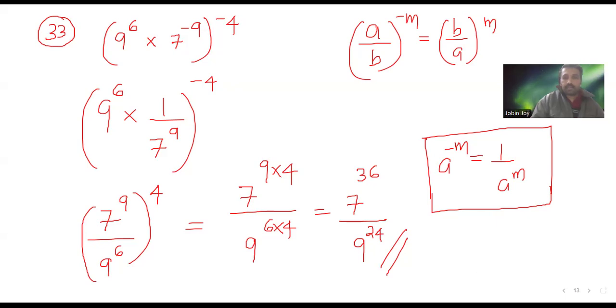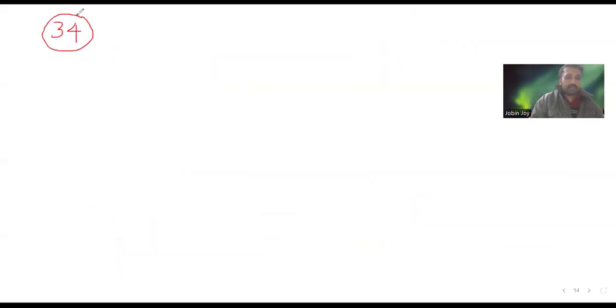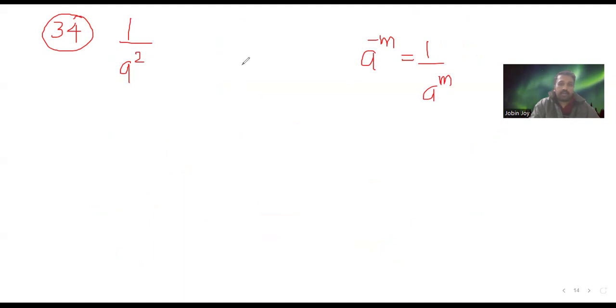Then question number 34. What is 1 by 9 raised to 2? Select the equivalent expression of 1 by 9 raised to 2. Again, this is a simple question. We know that a raised to minus m equals 1 by a raised to m. So 1 by a raised to m is equal to a raised to minus m. That means the answer is 9 raised to minus 2.